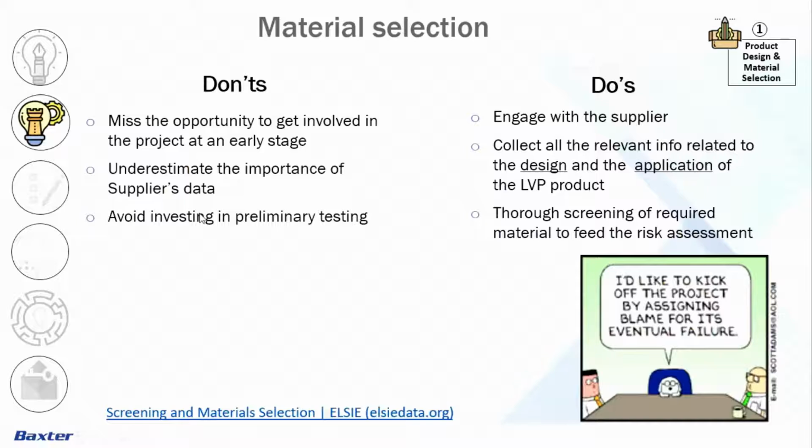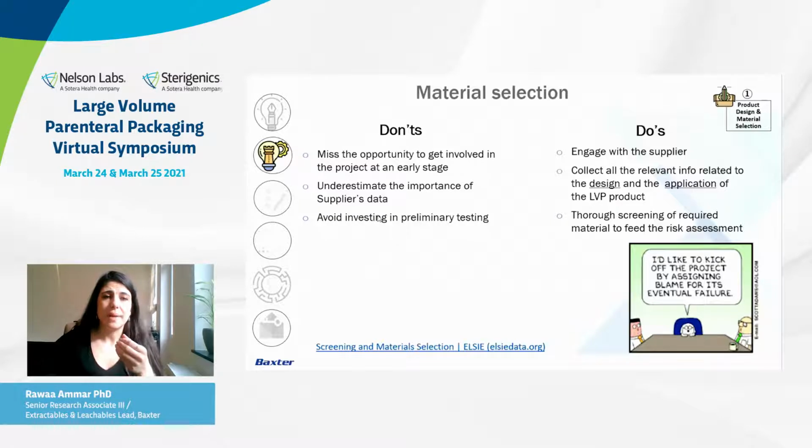So first and foremost, the material selection. It's clear that if we select the material upfront, we know what we have in the packaging system. We will not be too surprised when the E&L profile comes in when we do the test on the final product. So it's a very critical step, and it will change a lot the E&L strategy and will position it for success. And here's a list of don'ts and do's.